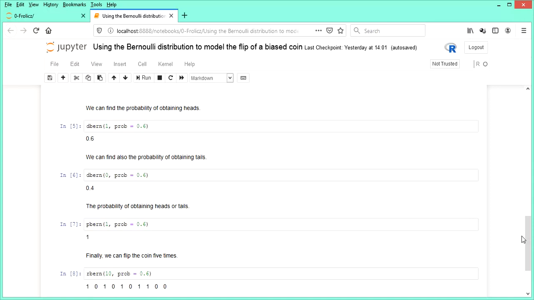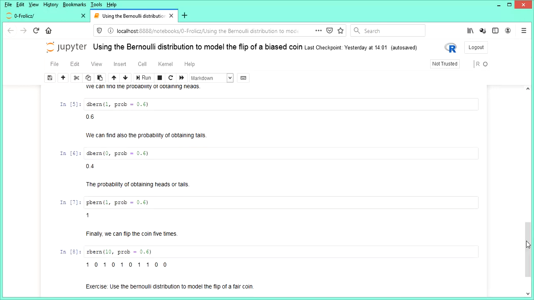So that's how we can use the Bernoulli distribution to model the flip of a biased coin in R. As an exercise, why don't you try using the Bernoulli distribution to model the flip of a fair coin?